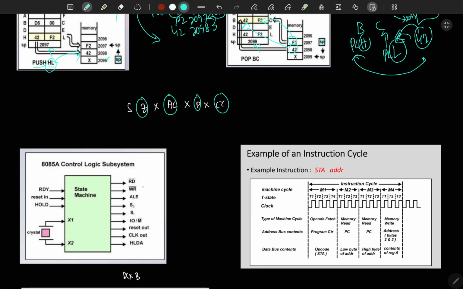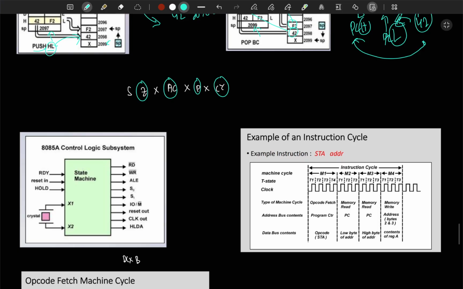So this is read and this is write, they are active low. This is the enable latch, ALE. We know that the addresses are from A0 to A15, and we exclusively use A0 to A7 for data, so these require ALE. Then we need the selection of IO or memory, which is for the AD, the address lines 0 to 15, where we exclusively use 0 to 7 for the data. Then this is for the reset, clock out, and hold acknowledge. These are the signals being controlled between the microprocessor and the control unit.